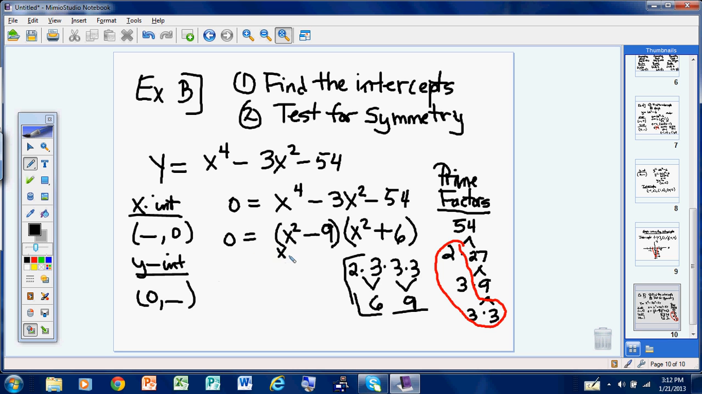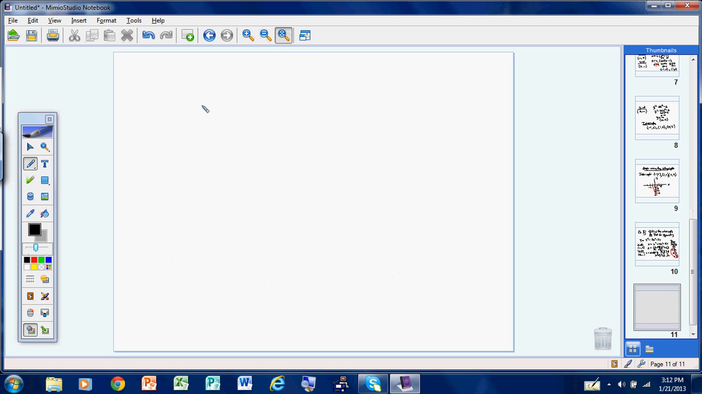This still factors more because a perfect square creates it, and a perfect square creates this, and it has a negative in the middle. So how does that factor? Well, let's see. That means we're going to have x plus 3 times x minus 3 times x squared plus 6. Okay, we're going to go to the next page and finish this. Okay, so right now we have x plus 3, x minus 3, and we have x squared plus 6.